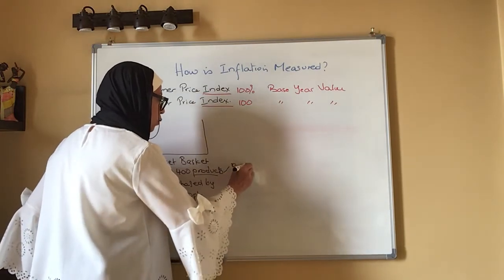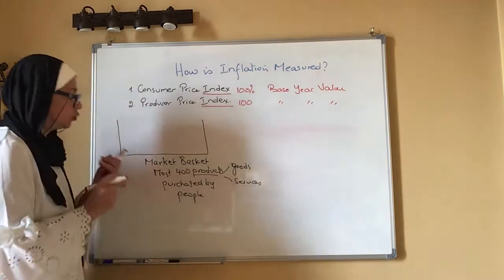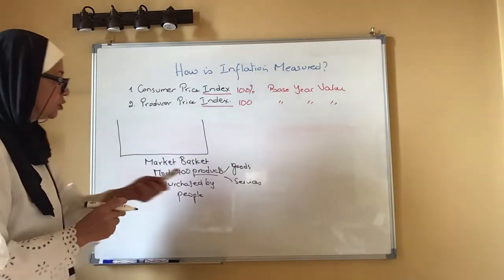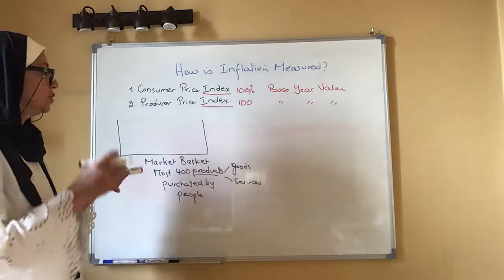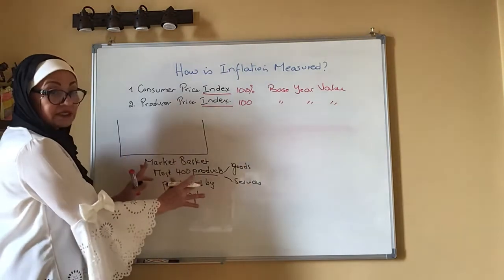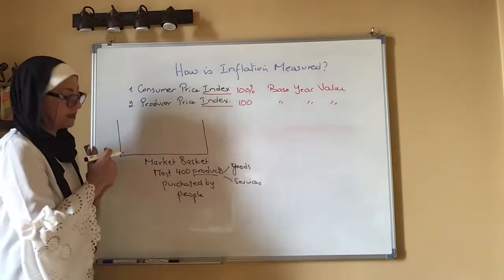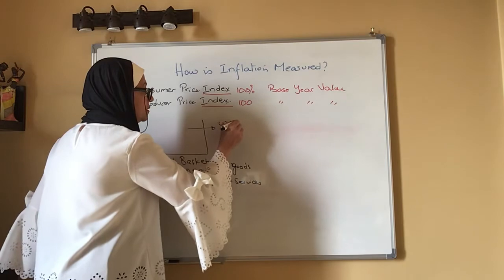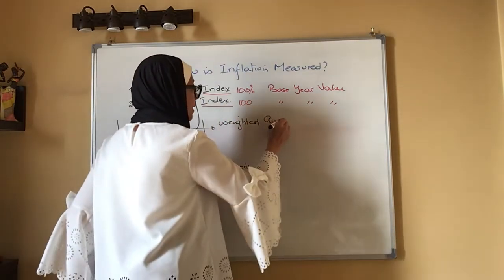It doesn't mean only goods. Services are like entertainment, education, healthcare, transportation, communication, and goods are food, medicine, clothes, everything. These products together are put into the basket. They calculate a weighted average. What do we mean by weighted average?